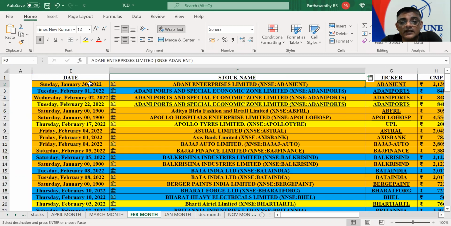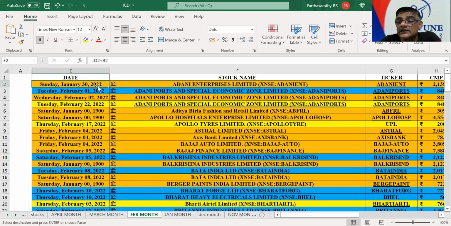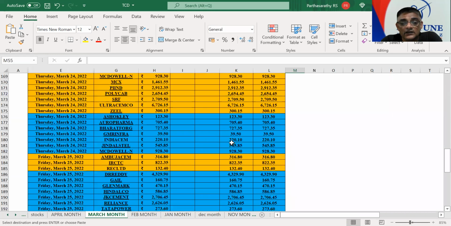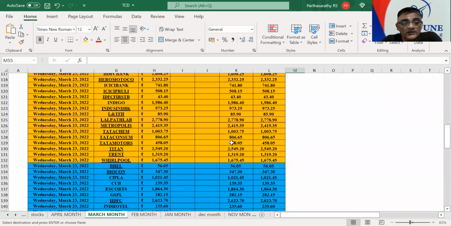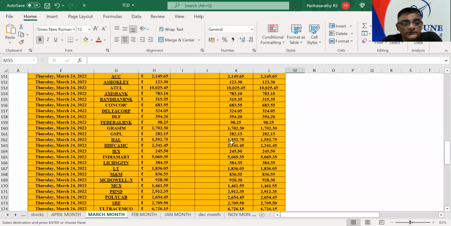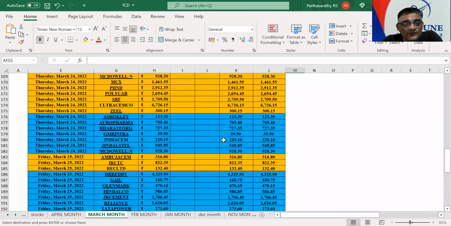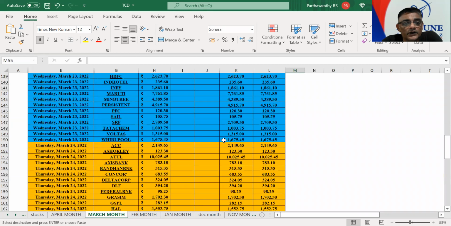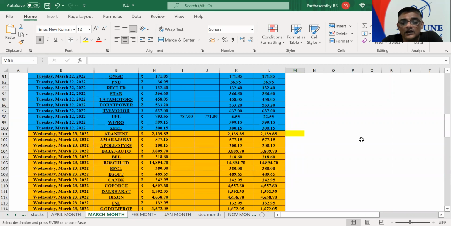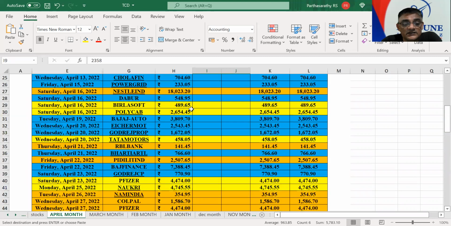In February, Adani Enterprises had one date, which is 30th January. When it comes to March, it had one date, 23rd March. 23rd March is Adani Enterprises. I marked all this in the chart. So now we are going to see how all these dates worked in the chart. Now, April month for Adani Enterprises.